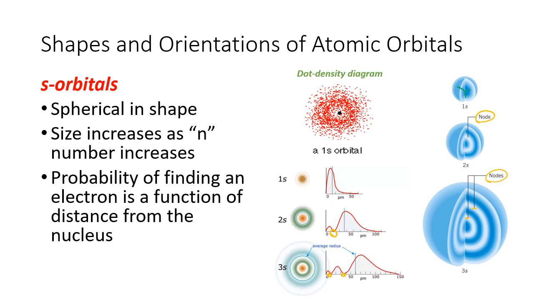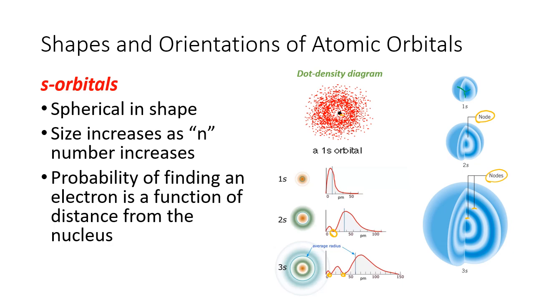Another type of useful image is a dot density diagram. A dot density diagram is an illustration that shows the probability of finding an electron and how it varies in space. If we look at the dot density diagram for a 1s orbital, we can see that the probability of finding an electron gets smaller as we move away from the nucleus.